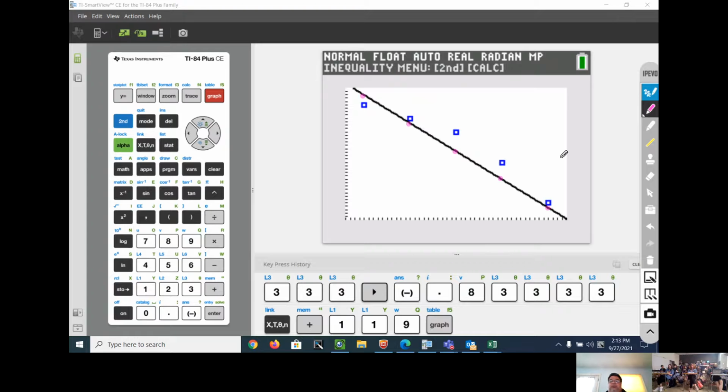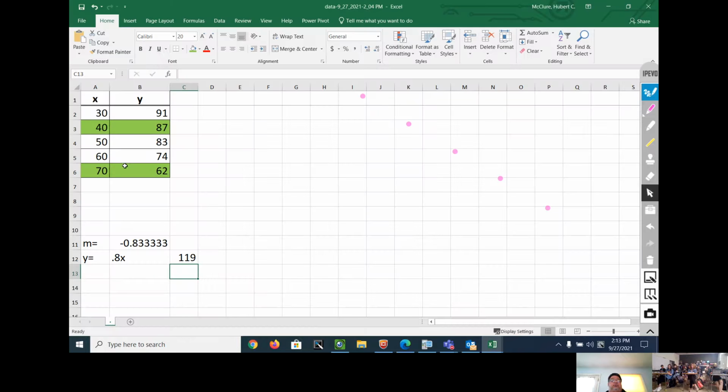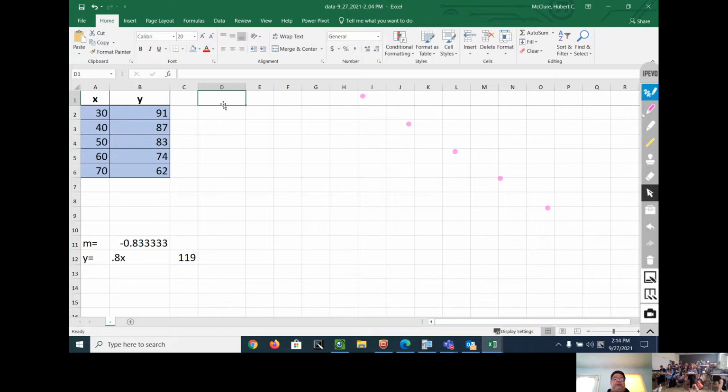So let me go back to the Excel spreadsheet. The blue points are observed. So I'm going to highlight these blue. Okay. The red points, which we just calculated, or the line that we just calculated, I'm going to put those right here. Those are called our predicted points.